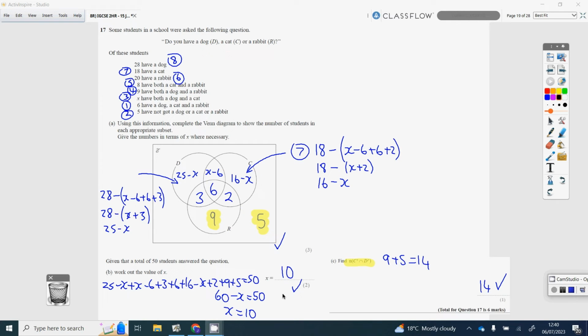Now, for part C, I'm trying to find the number which are both not in C, but also not in D. And that's just these 2 here. Everything else is either in C or in D. This means not C and also not D. So 9 and 5 is 14.